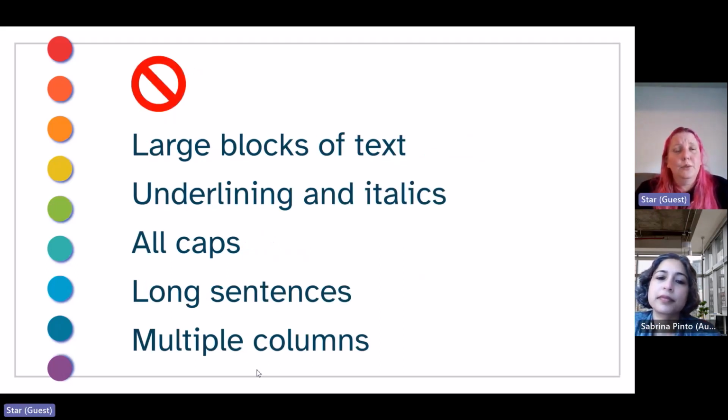So a few things you'll want to avoid: large blocks of text, which again, we often want to avoid that in e-learning anyway. We want to give lots of fun ways for people to interact with our learning. Avoid underlining and italics. Like we said, we'll use bold instead. Don't use all caps. Don't have long sentences or multiple columns. Multiple columns can just be tricky for people visually to take in.